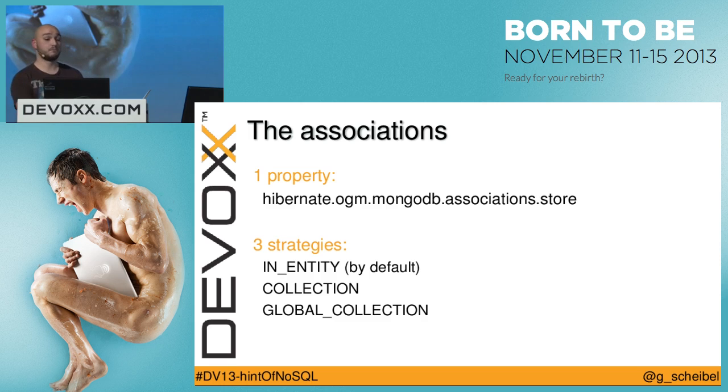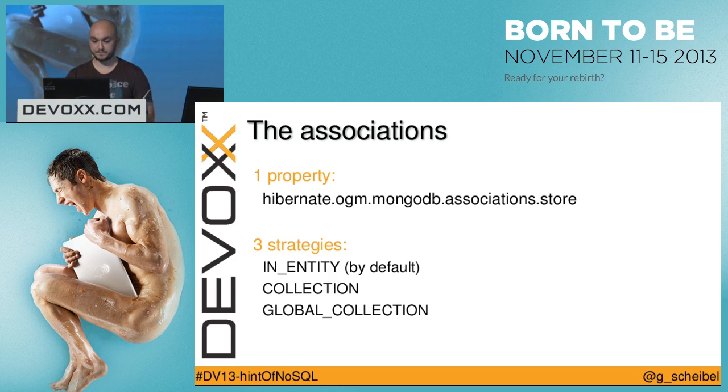So in the MongoDB module, we have a first property, only one property, I should say, hibernate.ogm.mongodb.association_store. And that's the way you're going to say, OK, the dialect, switch from one strategy to another. We have actually 3 strategies: in entity, collection, and global collection. For the moment, when you set a strategy, it's set for all the application. We'll try to make it usable per association. Say, OK, I have this association, make it use the in-entity mode. I have another one, make it use the collection mode.